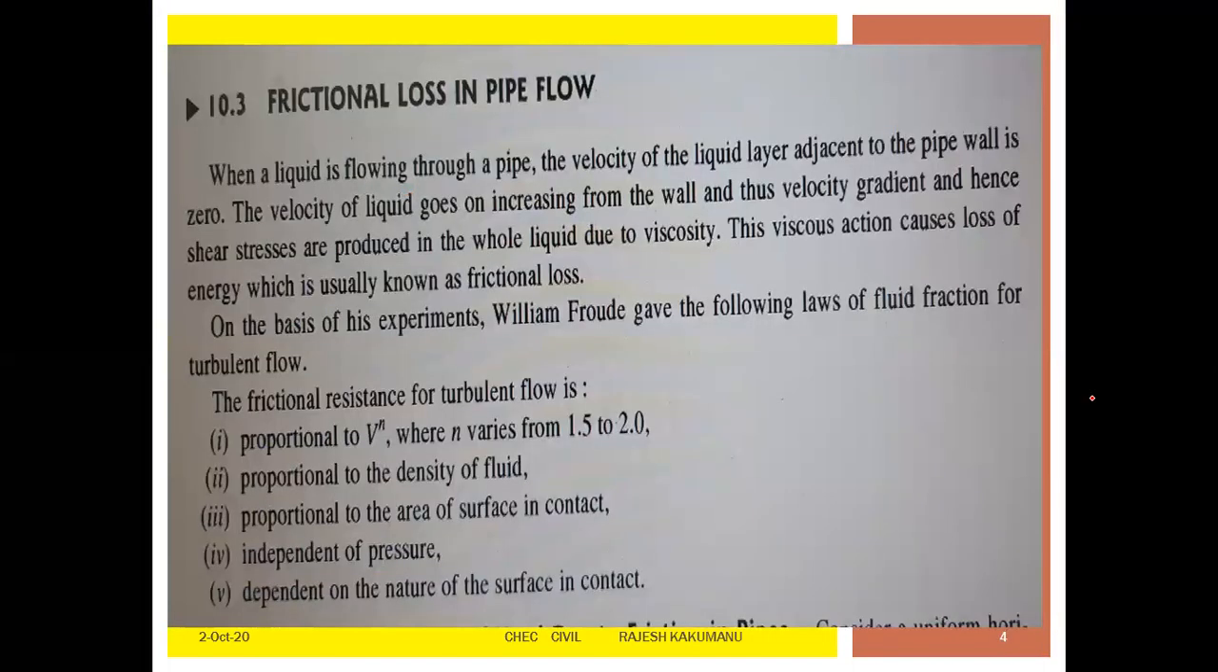Yes. So now we will discuss the friction loss in the pipe flow. How the friction loss takes place in the pipe flow whenever you are using laminar flow as well as turbulent flow, right?